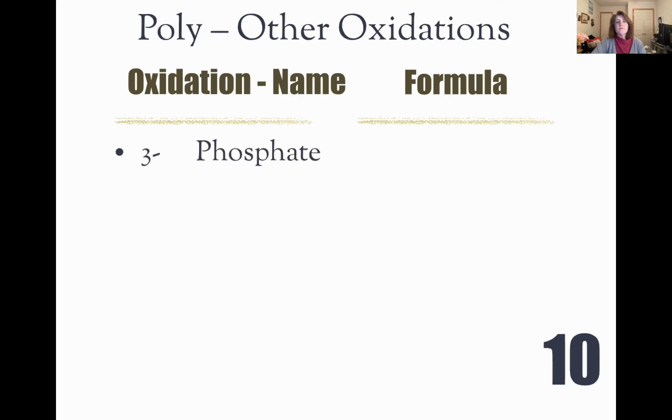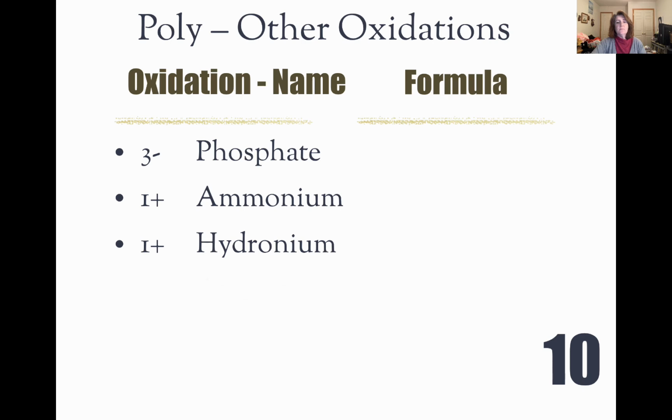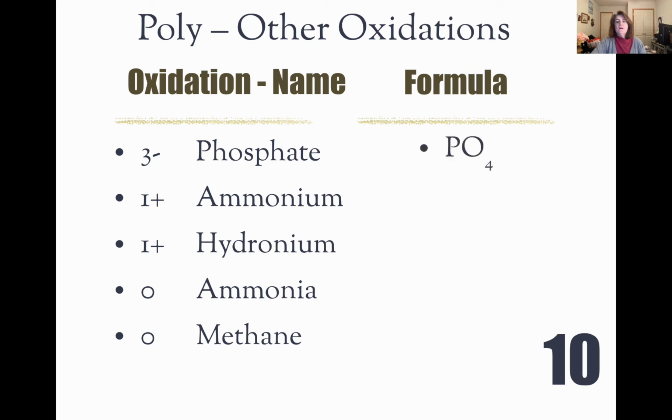In the final box, you have a variety of polyatomics. The first one, with an oxidation of 3 negative, is phosphate. With an oxidation of 1 positive are ammonium and hydronium. With oxidations of 0 are ammonia and methane. Phosphate has a formula of PO4. Ammonium is NH4. Hydronium is H3O. Ammonia is NH3, and methane is CH4.